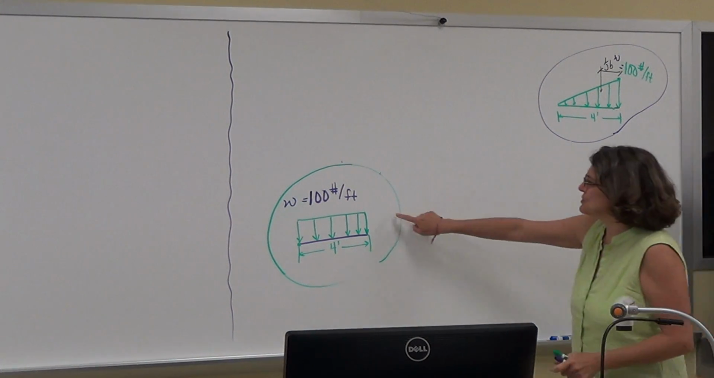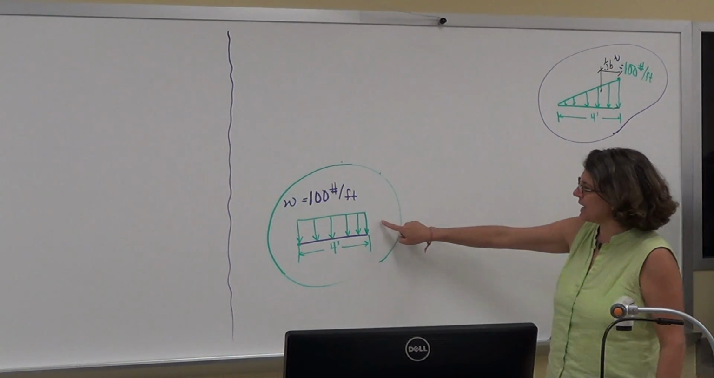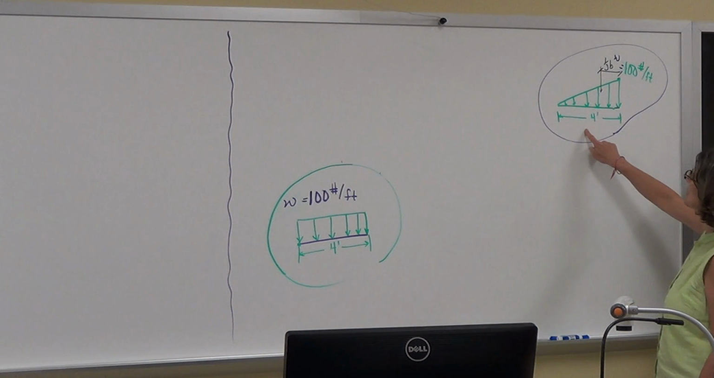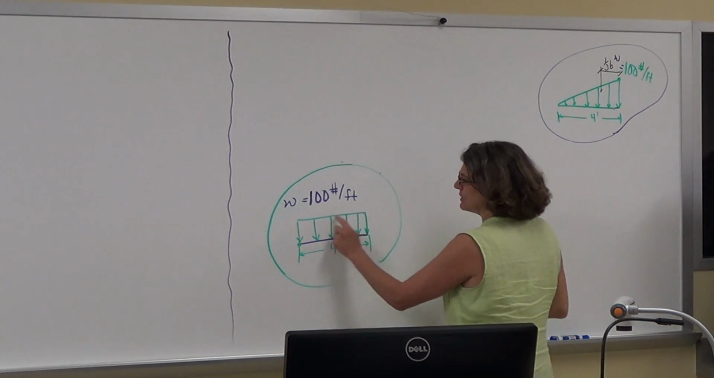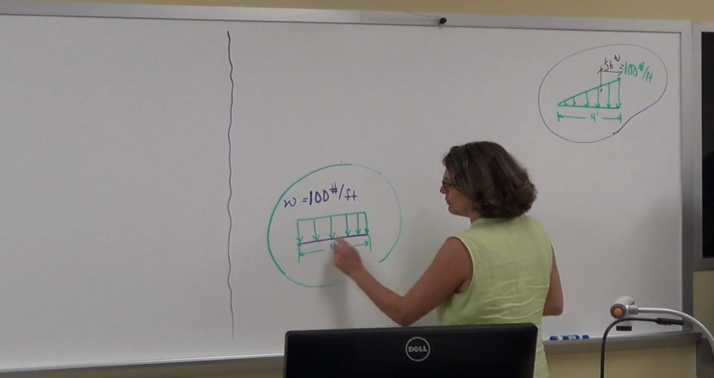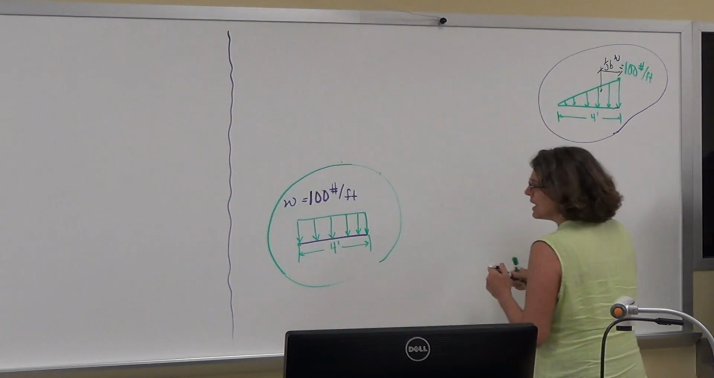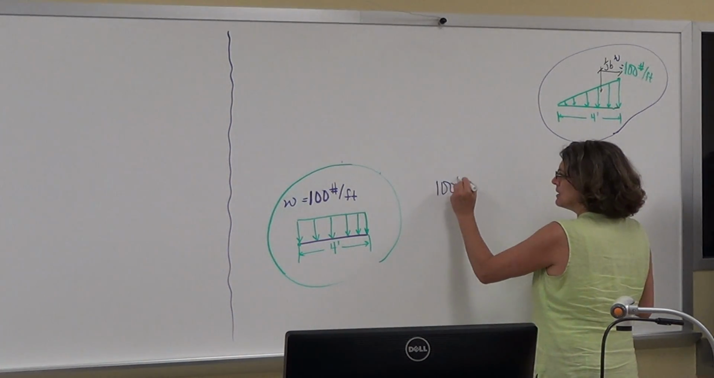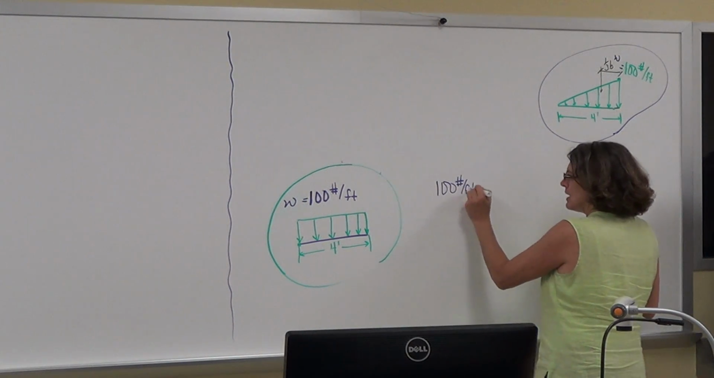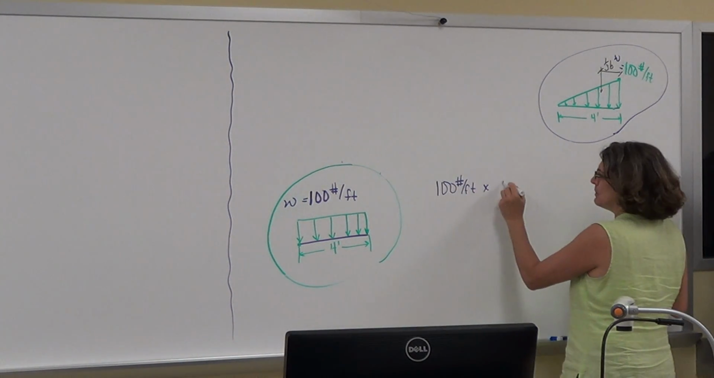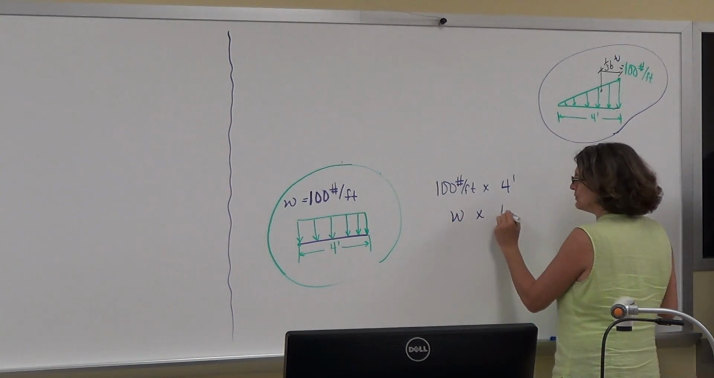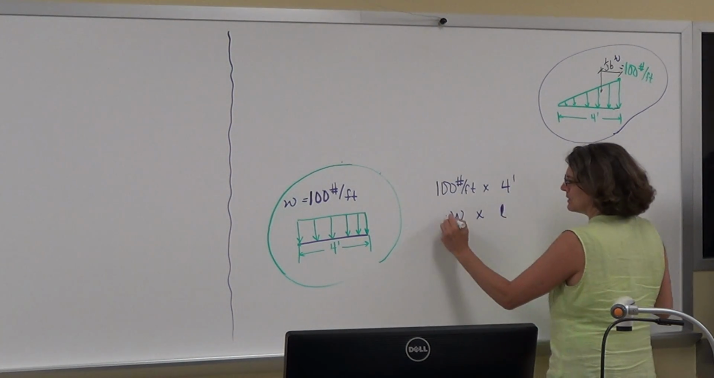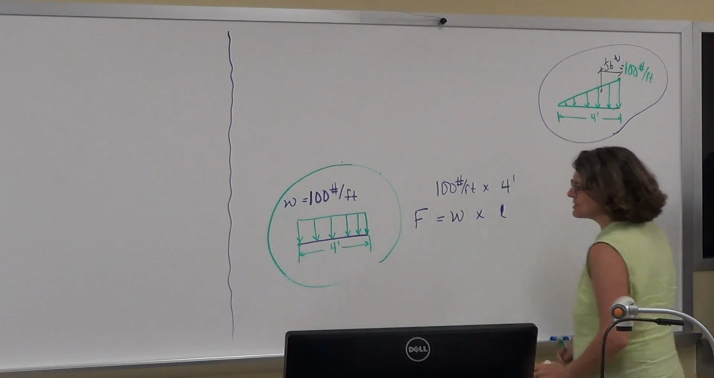Okay, we looked at two distributed loads so far. We looked at a rectangular distributed load and we looked at a triangular distributed load. And basically, when we were trying to calculate the equivalent force of this distributed load, we took the 100 pounds per foot and multiplied it by the 4-foot length. So we basically took the w and multiplied it by the length, and that was what the force is.